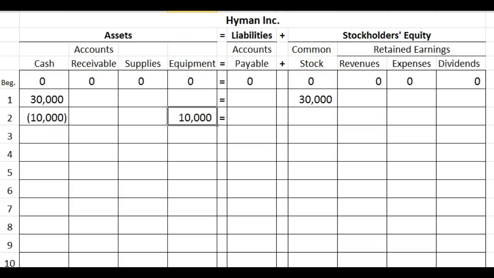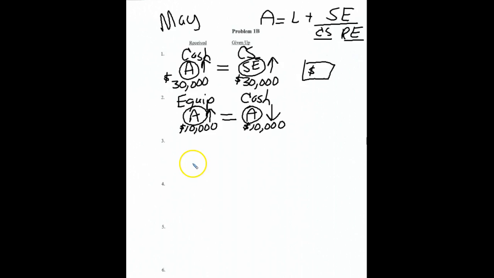Okay, transaction 3. On transaction 3, the company paid cash for office rent for the month of May. So the company paid cash, so that's what they gave up. So the company gave up cash. And what did they get in exchange? What did they receive? Well, they got to use the office. So they received rent, I guess is one way of saying that. So they got to use the office itself.